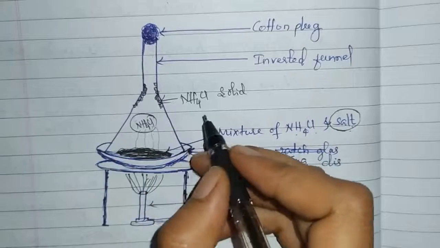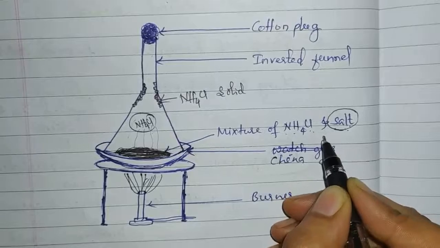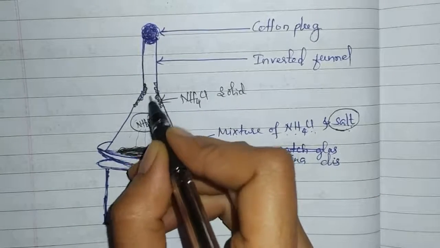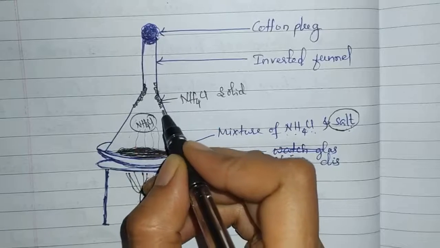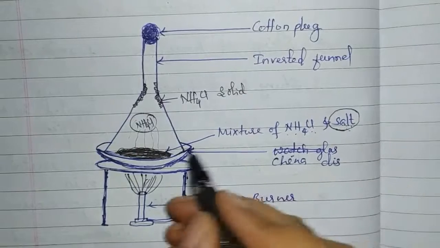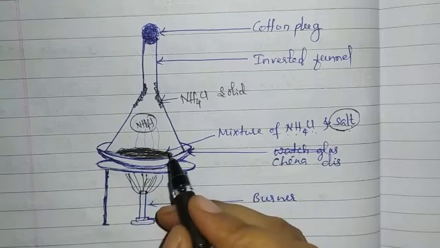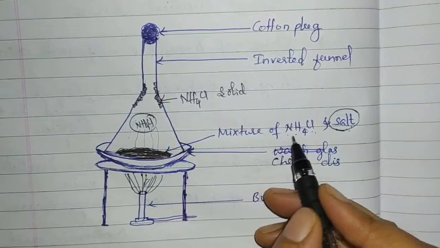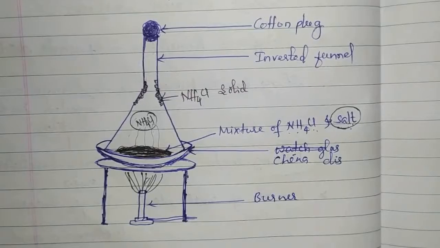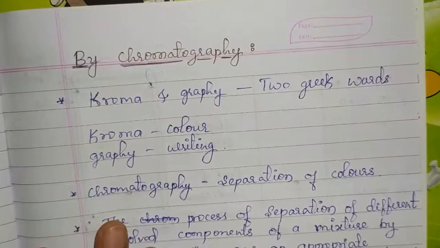Like this, the mixture of ammonium chloride and salt is separated, after the solid ammonium chloride deposited on the surface of the funnel is recovered, and the salt remains in the China dish. Like this, the components of the ammonium chloride and salt mixture are separated. Let us see the next technique, that is chromatography.